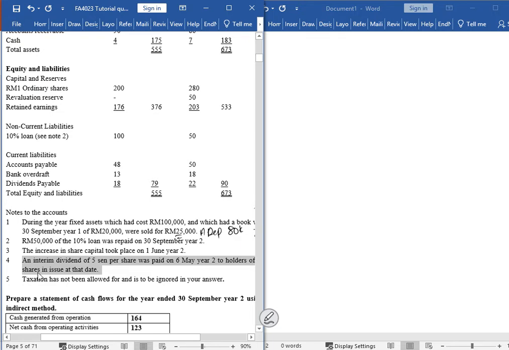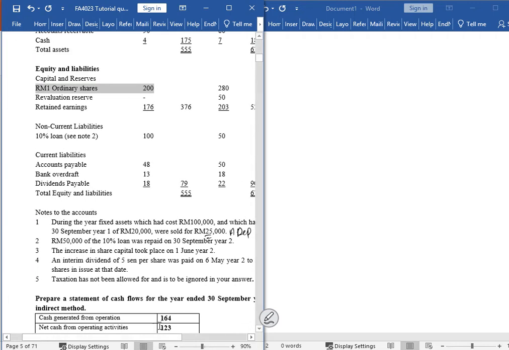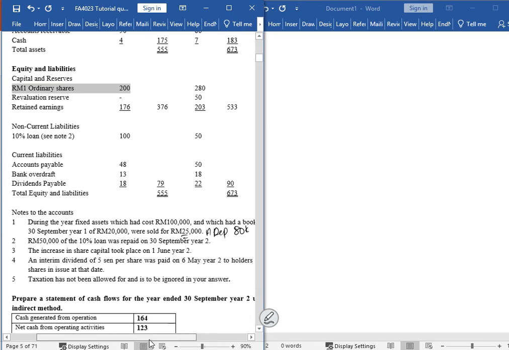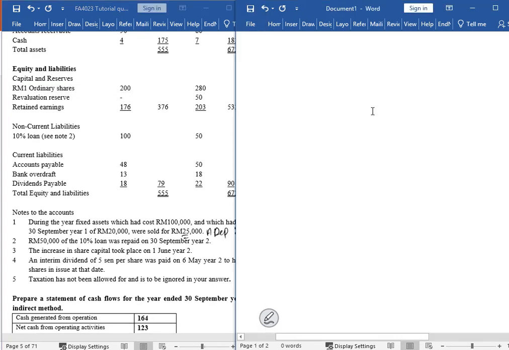Okay, now look at this. Your interim dividend is 5 cents per share, right? You paid in May, right? The question is, was it before you increased share capital or after you increased share capital? Before or after? Before. So now look at this. Before is 200 units of shares. 1 share is 5 cents. Total dividend is how much? You have 200 units of shares.